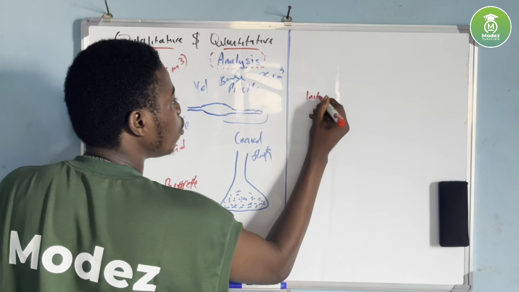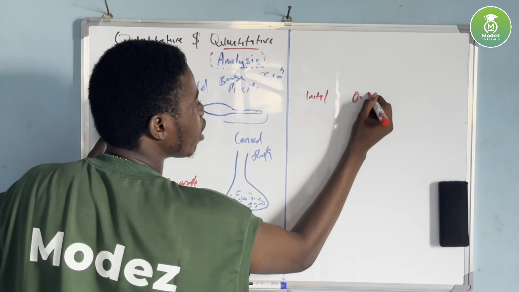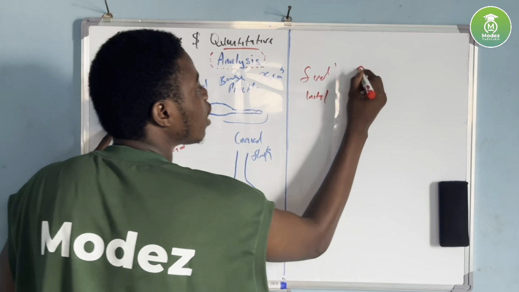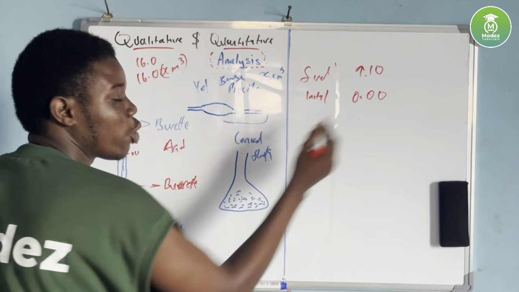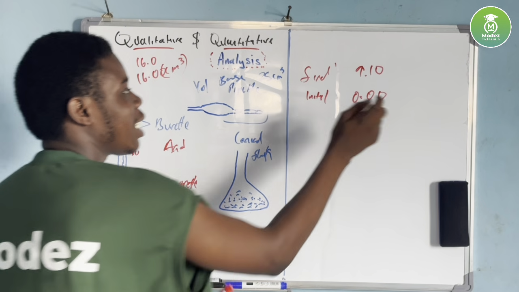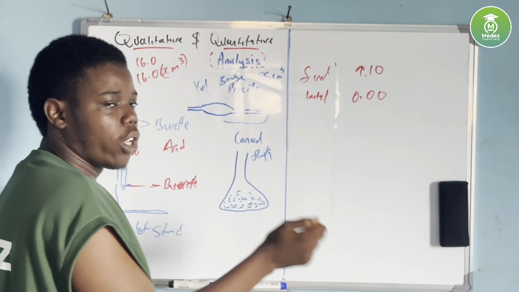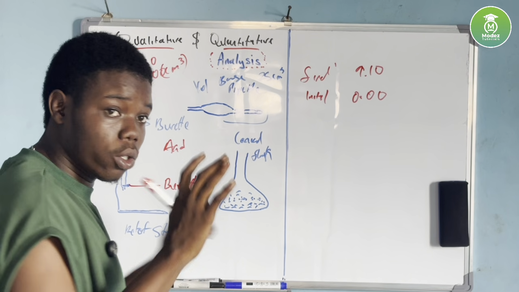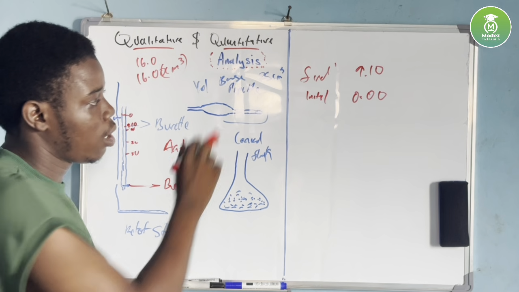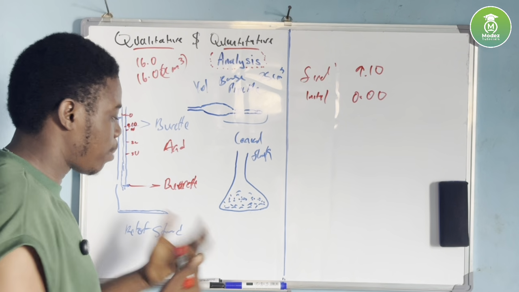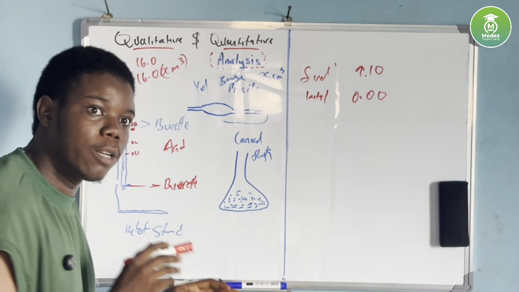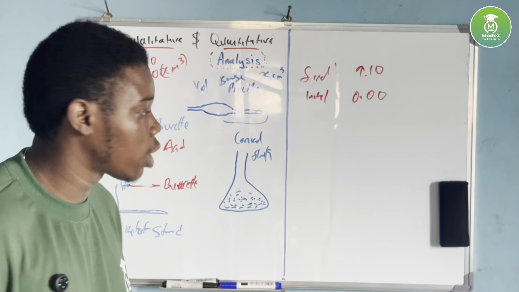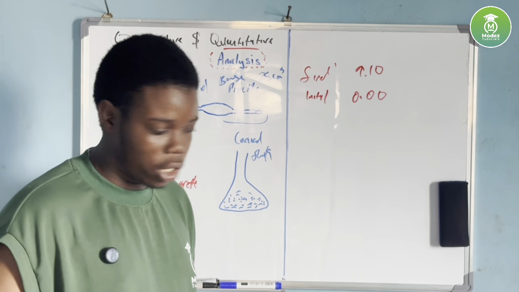Initial will be what? 0.00, and final will be what? Final will be 9.10. This is how you record it. So get initial, final, so that when you are calculating, you get final minus initial. Do you get it? We are still going to come to the practical, calculation aspect of it. I'm just explaining it. So now that you have gotten the end points, you have successfully done your titration. Now there's something I need to talk about before we move into actual calculations.